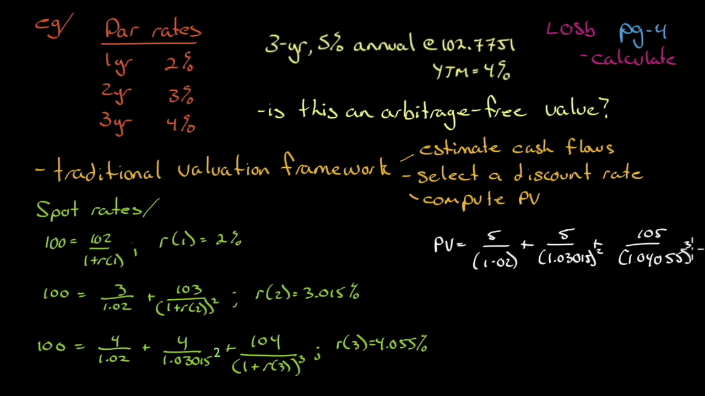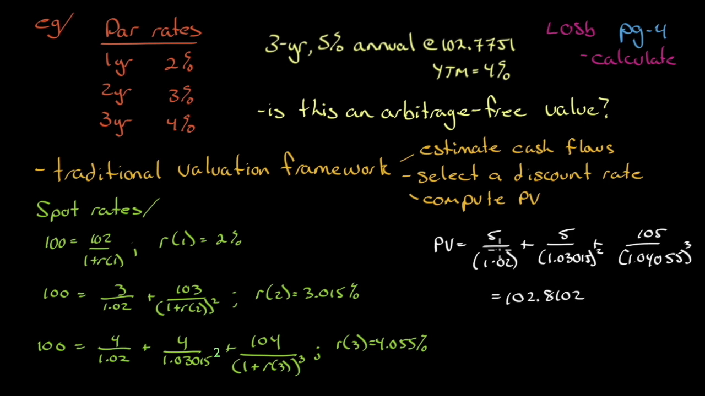1.04055 to the power of 3. I get 102.8102 versus 102.7751. Is this an arbitrage-free price? No, it is not. So what will we do? Buy low, sell high. We're going to buy the bond, and we're going to sell each of the cash flows.